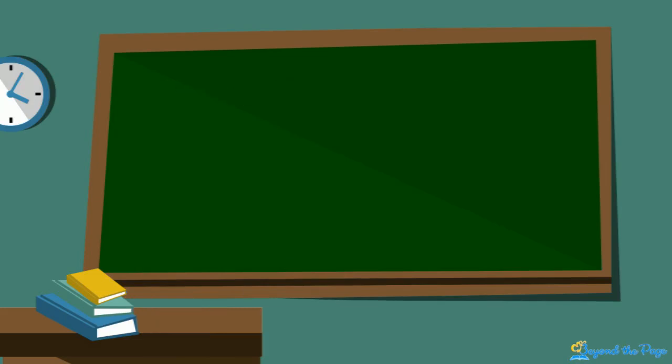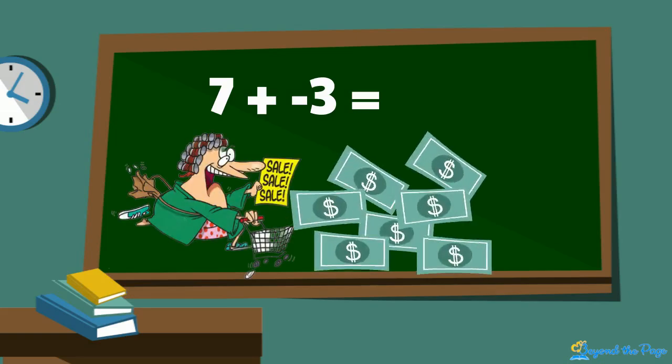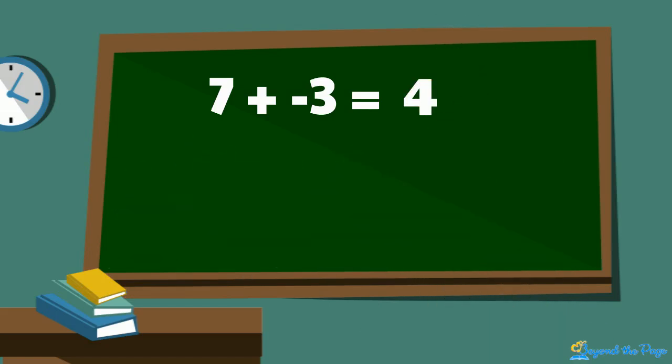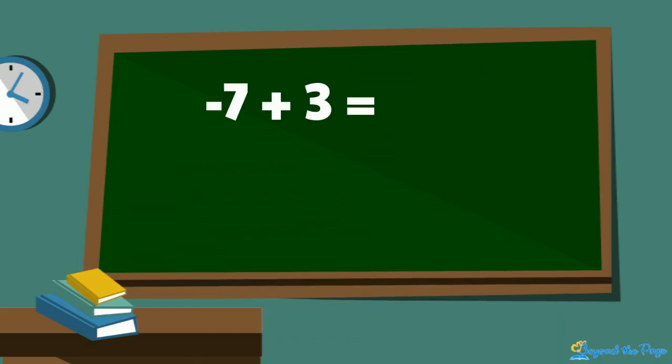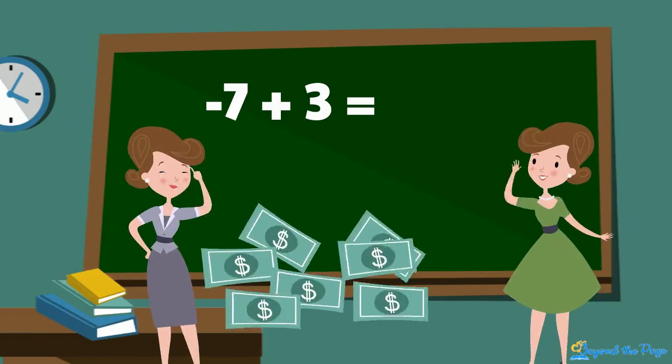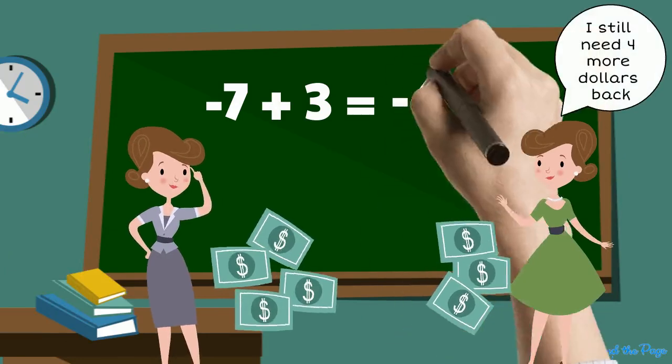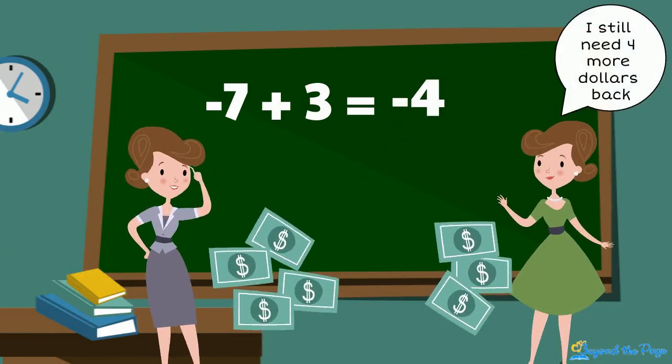Let's say you have the problem 7 plus -3. Think, I have $7 and spend $3. I subtract to get $4, a positive number. Or what if the problem is -7 plus 3? Think, I owe $7 but pay back $3. I subtract to get $4. I now owe $4, a negative number.